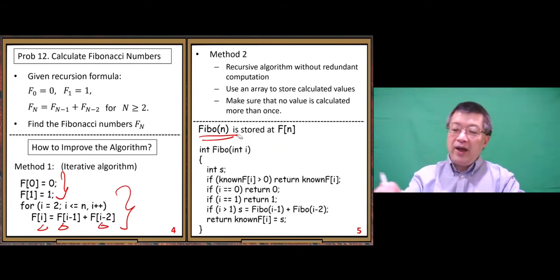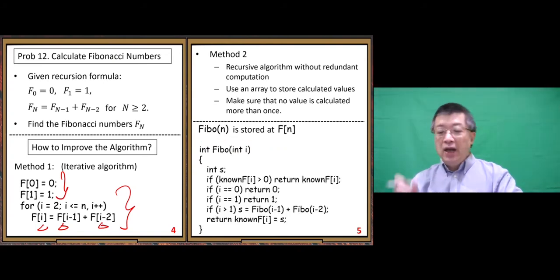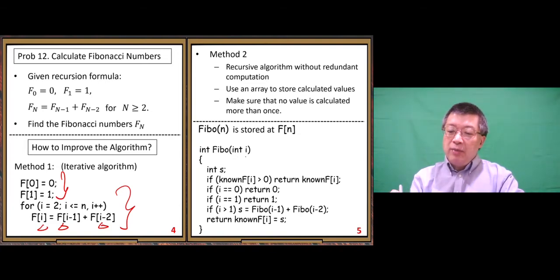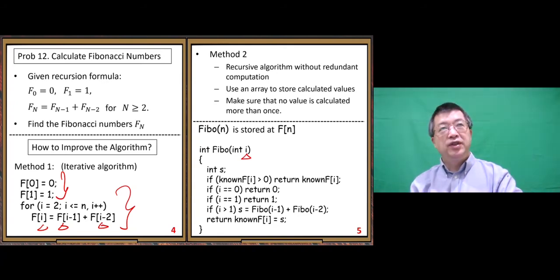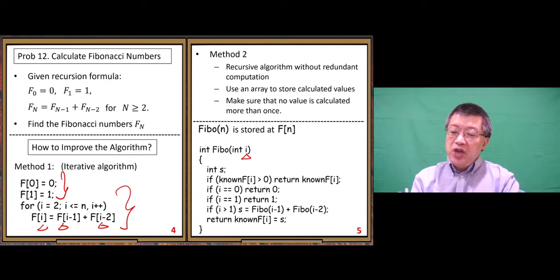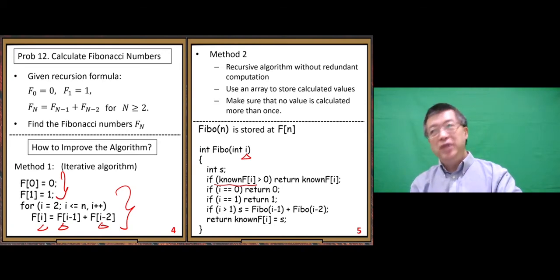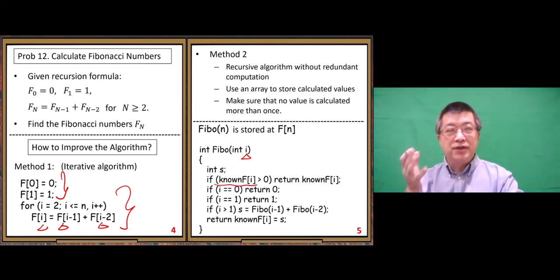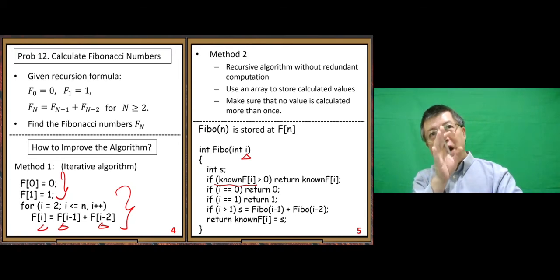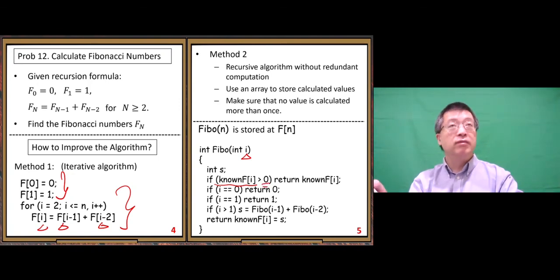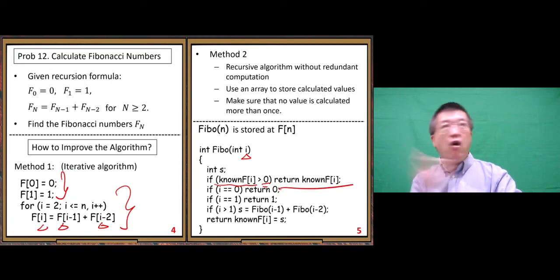Then we write this code. When you need to evaluate the Fibonacci number F(i), for any positive integer i, you check the known array. We create an array called knownF, so you know the meaning: the known Fibonacci values. If we stored a Fibonacci number in that known array, its value is greater than 0. You don't need to calculate. You just return that value. We avoid redundant calculation in this way.